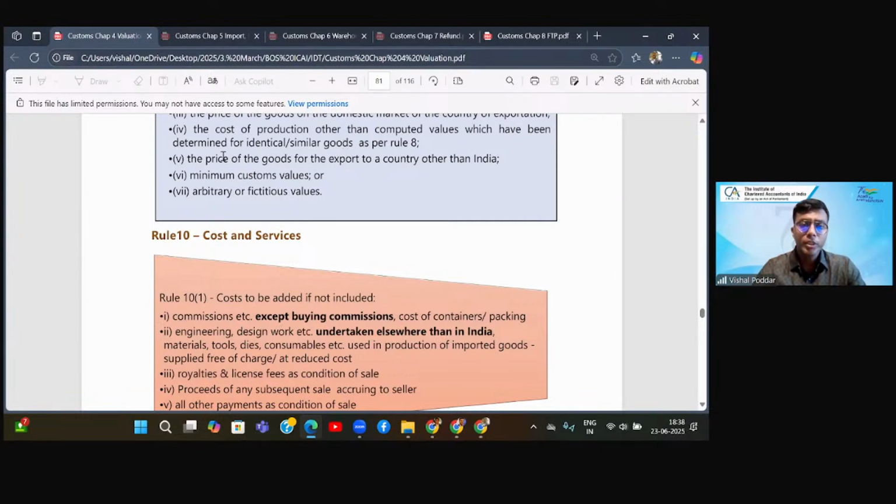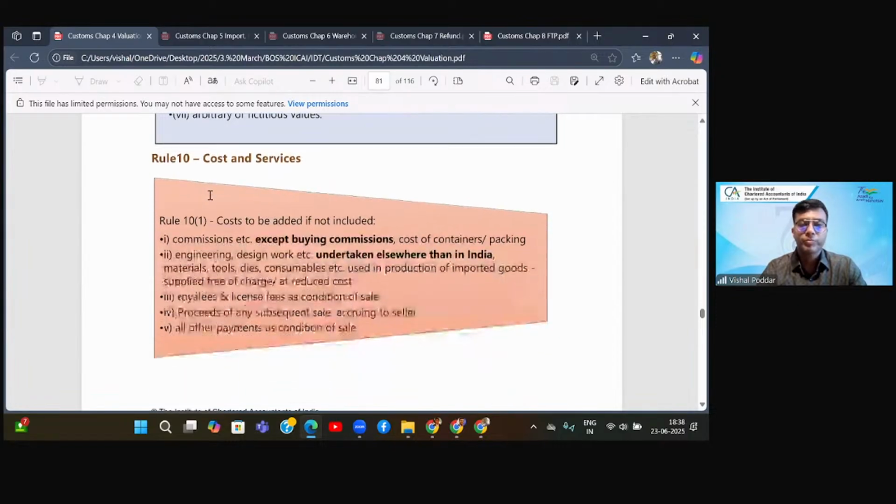Next, it should not provide a method which will take the lowest of the prices. Neither should it allow taking the highest of the prices, nor should it ask you to take the lowest of the prices. So under residuary, you cannot go by any of these methods. And finally, it should not take any arbitrary or fictitious value. So in short, these are some restrictions posed when you are using this residuary approach, that you cannot do any of this while following the residuary approach. This is what it simply means.